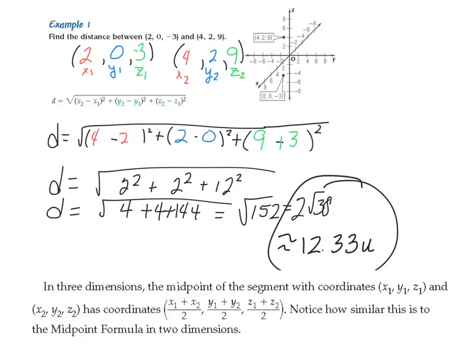In 3 dimensions, the midpoint of the segment with coordinates x sub 1, y sub 1, z sub 1, and x sub 2, y sub 2, z sub 2 has coordinates x sub 1 plus x sub 2 divided by 2, y sub 1 plus y sub 2 divided by 2, z sub 1 plus z sub 2 divided by 2. Notice how similar this is to the midpoint formula in 2 dimensions.